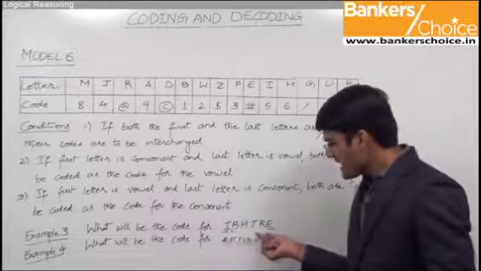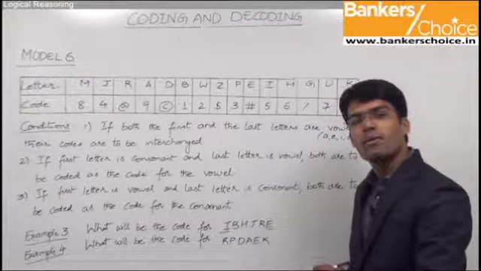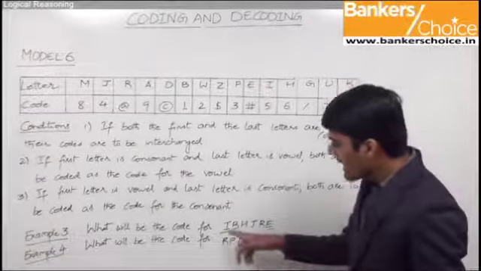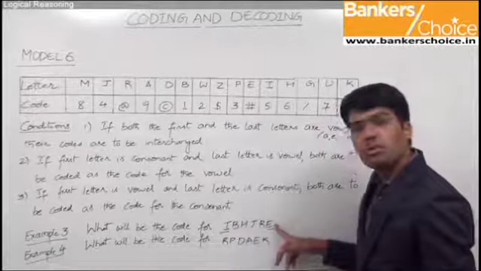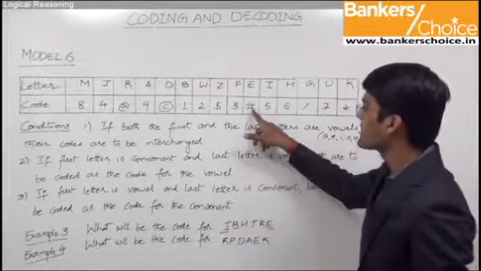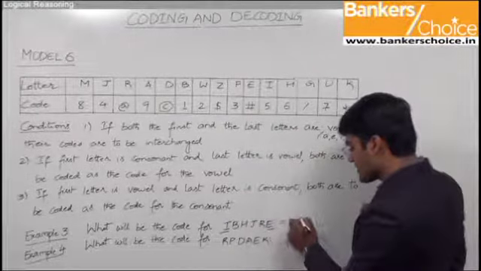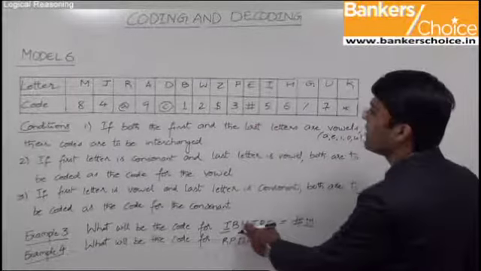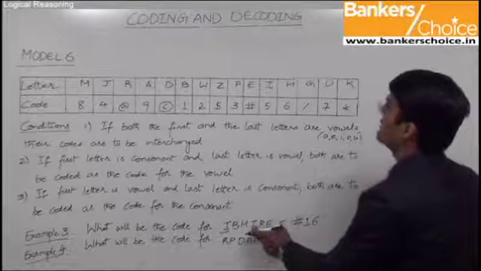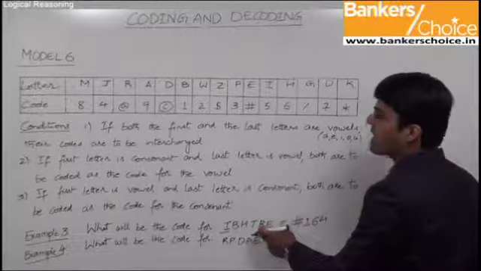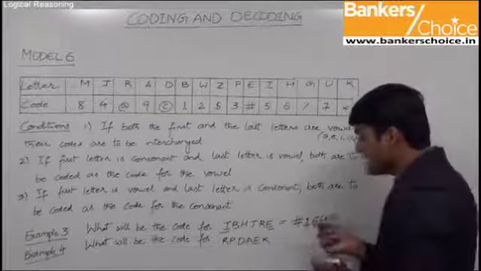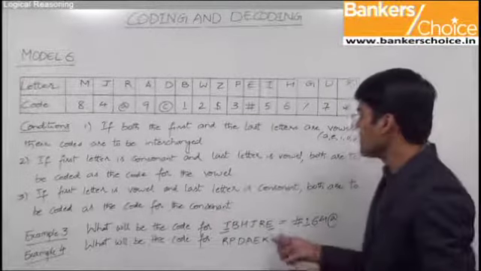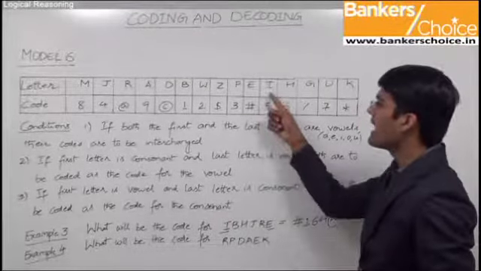So here, first and last letters are vowels. We need to interchange the codes for I and E, and the remaining letters are coded as given in the table. So to get the code for I, we should find out the code for E, and the code for E is hash. So I is to be coded as hash. B is coded as 1. H is to be coded as 6. J is coded as 4. R is coded as @ and the letter E is to be coded as the code for I because their codes have been interchanged. So E is to be coded as 5 because I is coded as 5.